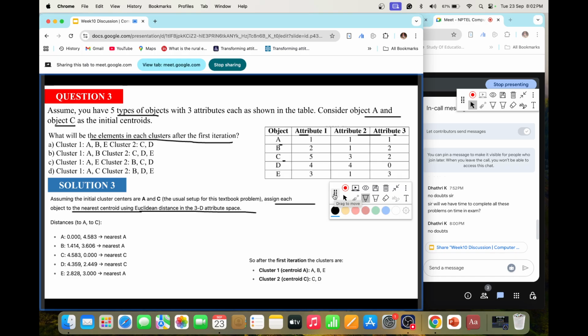Okay, so this is the thing. For attribute A, with A as your center, this is 0. For the next attribute, 1 and 4.583 are nearest to A, and then you have to check all the attributes. For attribute B, it is 1.414 and 3.606, and for attribute C, it is 4.583 and 0.000, because C is your center.